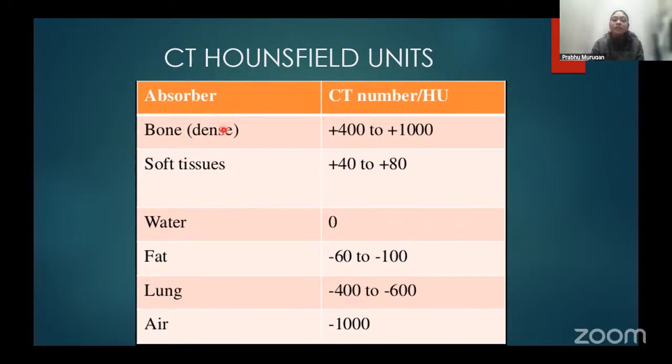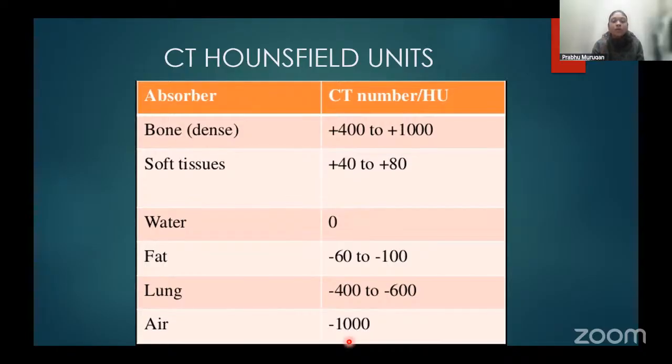For example, bone is very dense, right? So it has a higher Hounsfield unit, that is plus 400 to plus 1000. Air is exactly the opposite. Air is very light, it's not at all dense. It has no molecules, so it has minus 1000 Hounsfield units. I want you to remember at least these three: bone, water, and air, because these have been asked in MCQs before.